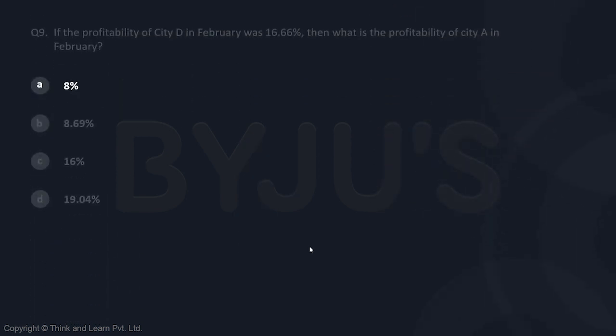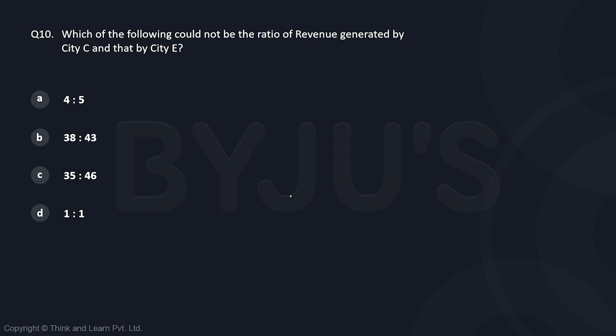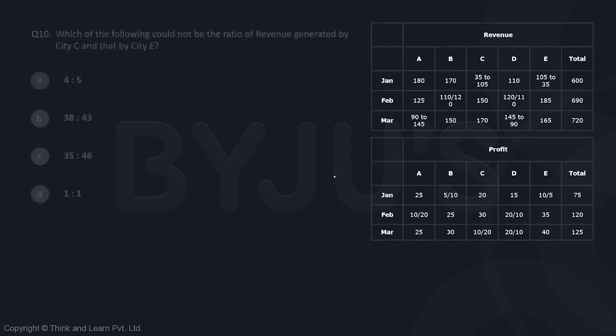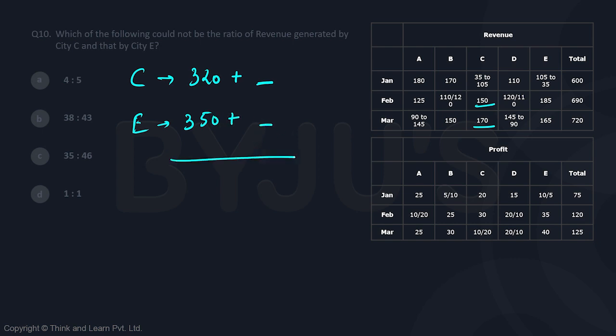And lastly, which of the following could not be the ratio of revenue generated by city C and that by E? Let's check them one by one. City C and city E that we are talking about. When I talk about city C, their revenue is 170 plus 150, that is 320 plus something, which I don't know how much is that. For city E, it is equal to 185 plus 165, that is 350 plus something. But I definitely know their total revenue is 320 plus 350, that is 670 plus 140 of these two, because these two figures definitely add up to 140.